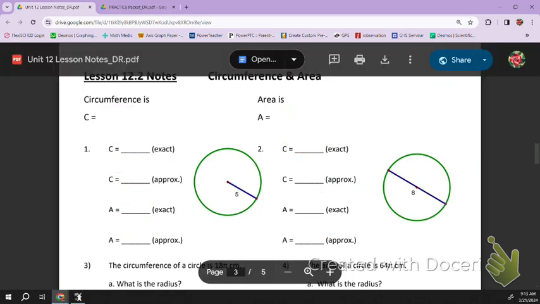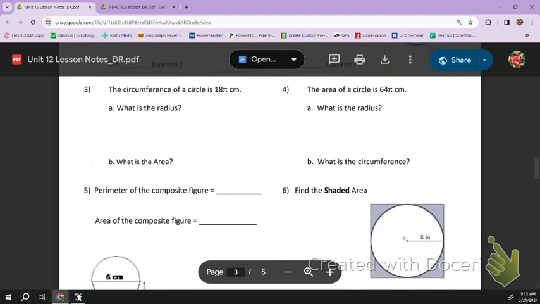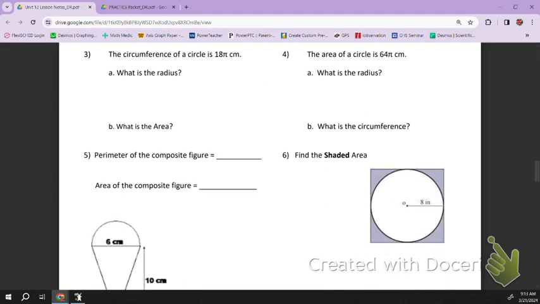All right, let's try 3 now. Now we are given the circumference. The circumference of the circle is 18 pi. So what's the radius? We have to work backwards here. So I like to think about it, if this is 18 pi and I want to know the radius, my formula for circumference is 2 times pi times r. So then what is my radius?